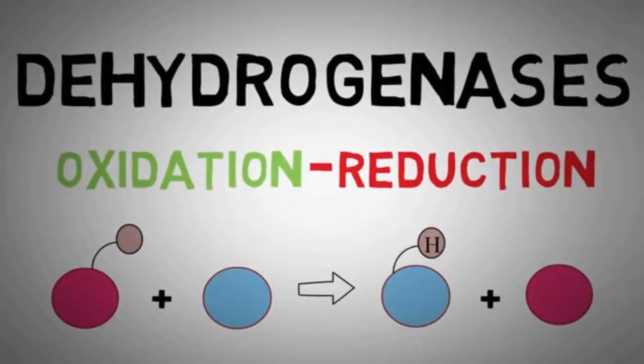Now we shall see the function of the dehydrogenase enzyme, in which oxidation reduction reactions take place. At first there is a molecule in which the hydrogen atom is attached to it, and then another molecule, and in the product the simpler molecule gets attached to the hydrogen and then another product is formed. In this way hydrogen gets transferred to another molecule with the help of the dehydrogenase enzyme.